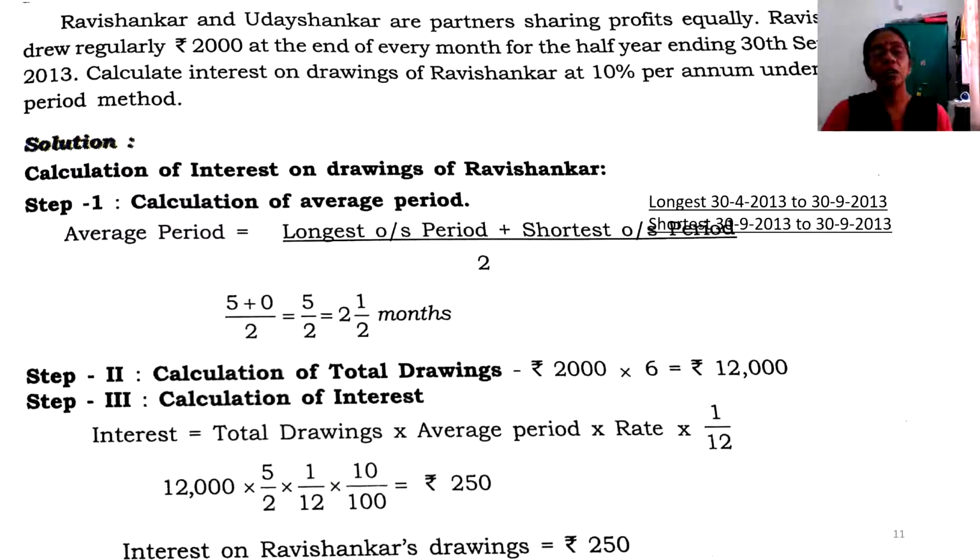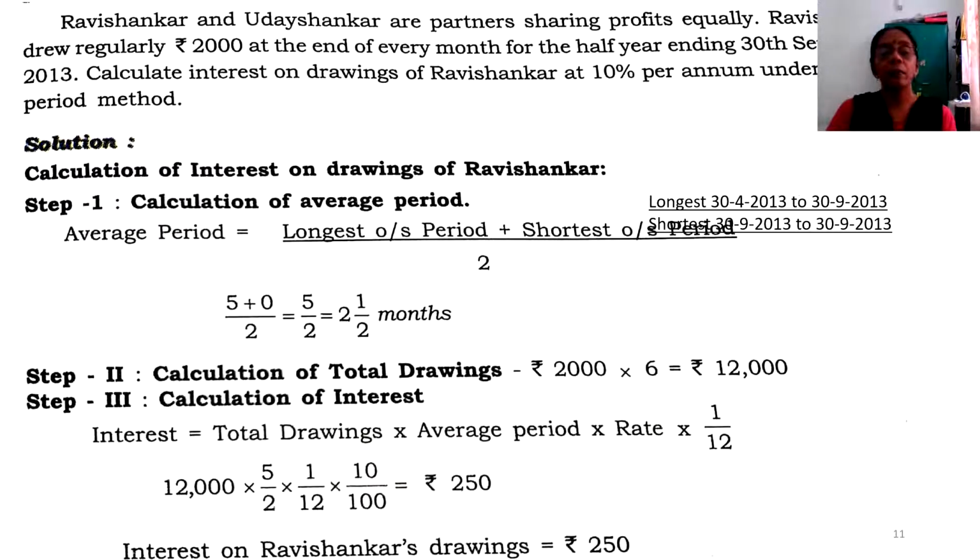Now, our financial year begins in the month of April and ends by 31st March, right? So where does this half a year lie for us? 6 months after. That is April, May, June, July, August, September. So 30th September, our half a year is over. If we begin on 1st of April, 30th September is going to be our period for half a year. I hope you follow this narration carefully. And calculate interest on drawings of Ravi Shankar at 10% per annum under average period method. We are using this shortcut method.